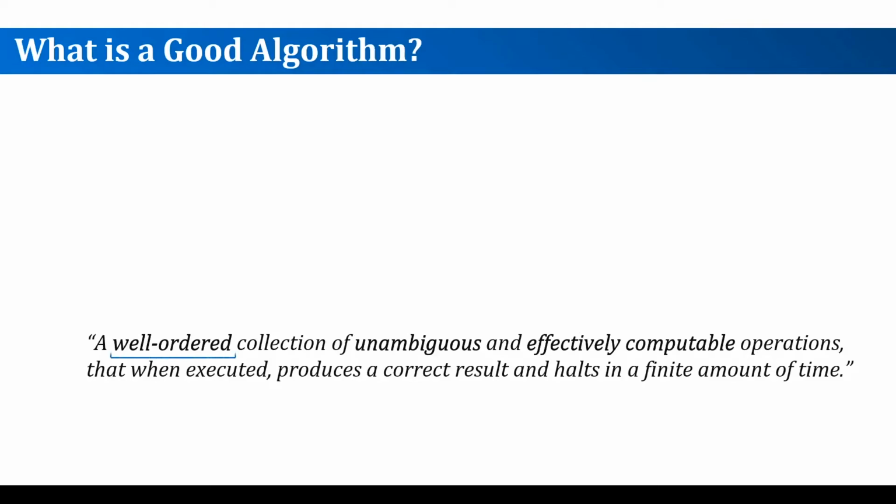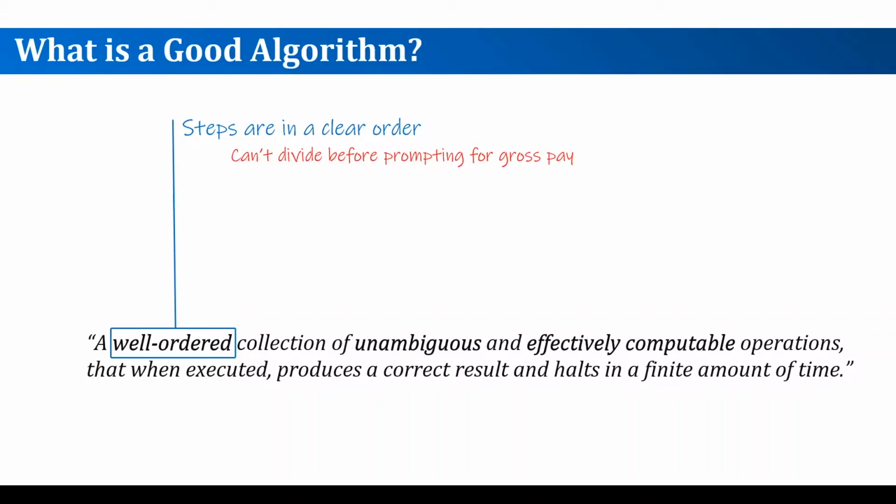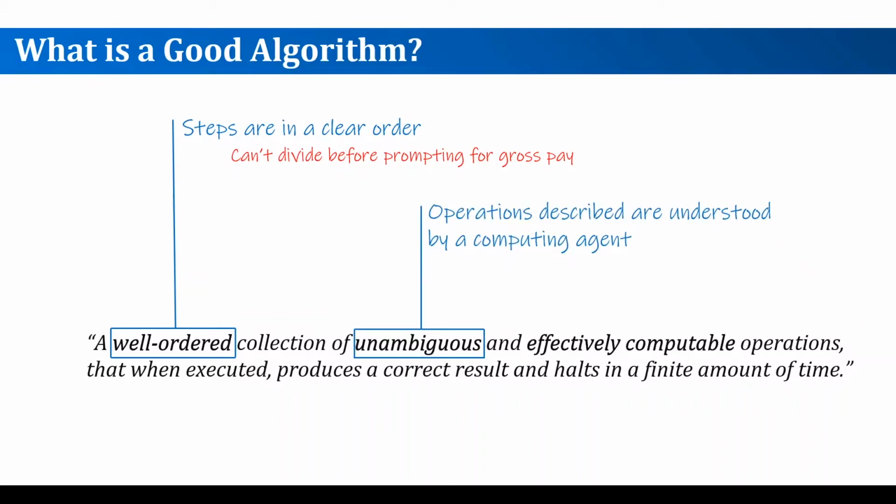First, a good algorithm is well-ordered, meaning the steps are in a clear and meaningful order. In our example, we must divide before we prompt the user for the gross pay. The collection of the steps also needs to be unambiguous. This means that the computing agent must understand the steps described. In our example, I could either say check for 0 numbers, which would mean either the gross pay or the hours, or both. A less ambiguous instruction would be check for 0 hours.